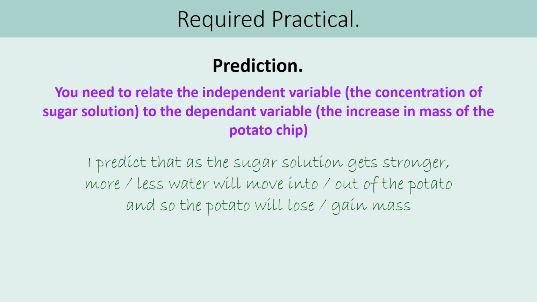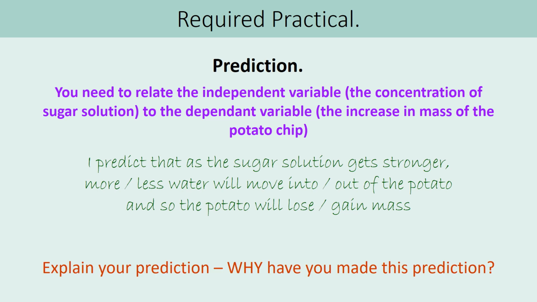Okay, so hopefully you have written your hypothesis of what you think is going to happen. So you might have said that if you increase the sugar solution, then more water will move into the potato and cause it to gain mass. Or you might have said that if you increase the solution, less water will move in, and therefore we will lose mass. It doesn't matter on the hypothesis, as long as we have thought about it and thought about why that would be. So you might want to explain your prediction and say why you think that that is going to happen.